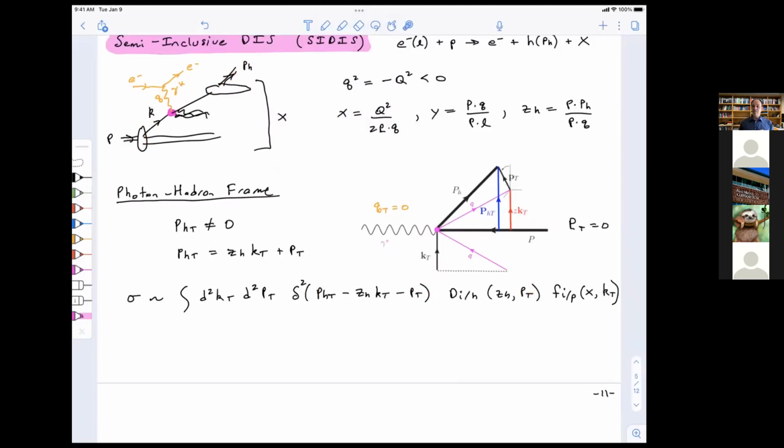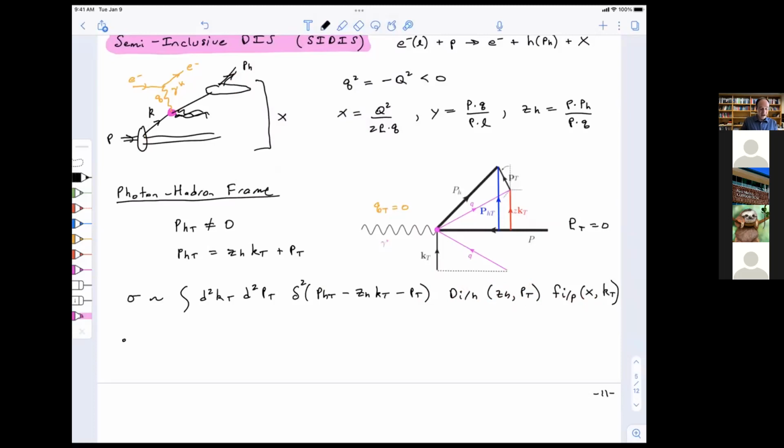That's roughly what the factorization theorem is going to look like in this case. It's going to have a new object, a fragmentation function. Instead of two PDFs, it now has one PDF and a fragmentation function. And just like we talked about for Drell-Yan, the light-cone variables just get set to the external ones. So ZH shows up in the fragmentation function, and X shows up in the PDF. There are no convolutions or integrals in those variables; the only integrals are in the transverse variables.